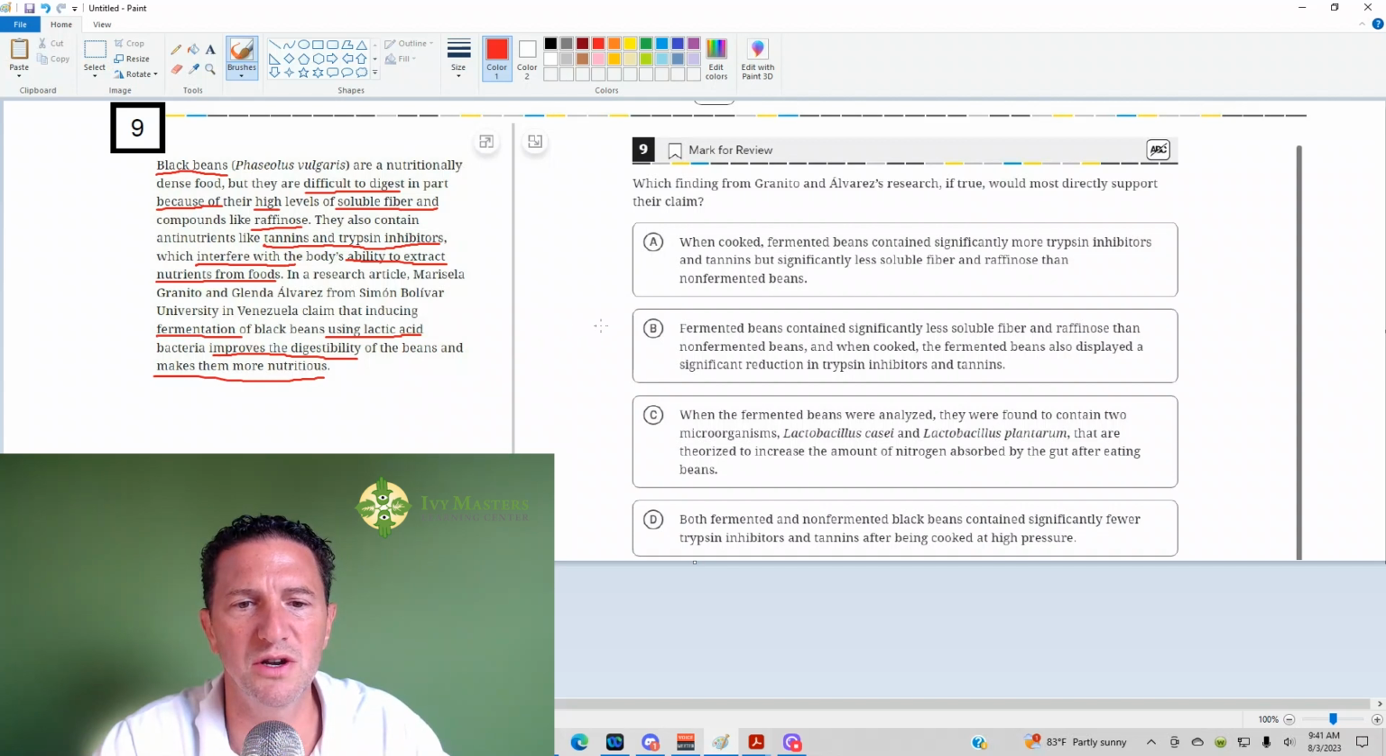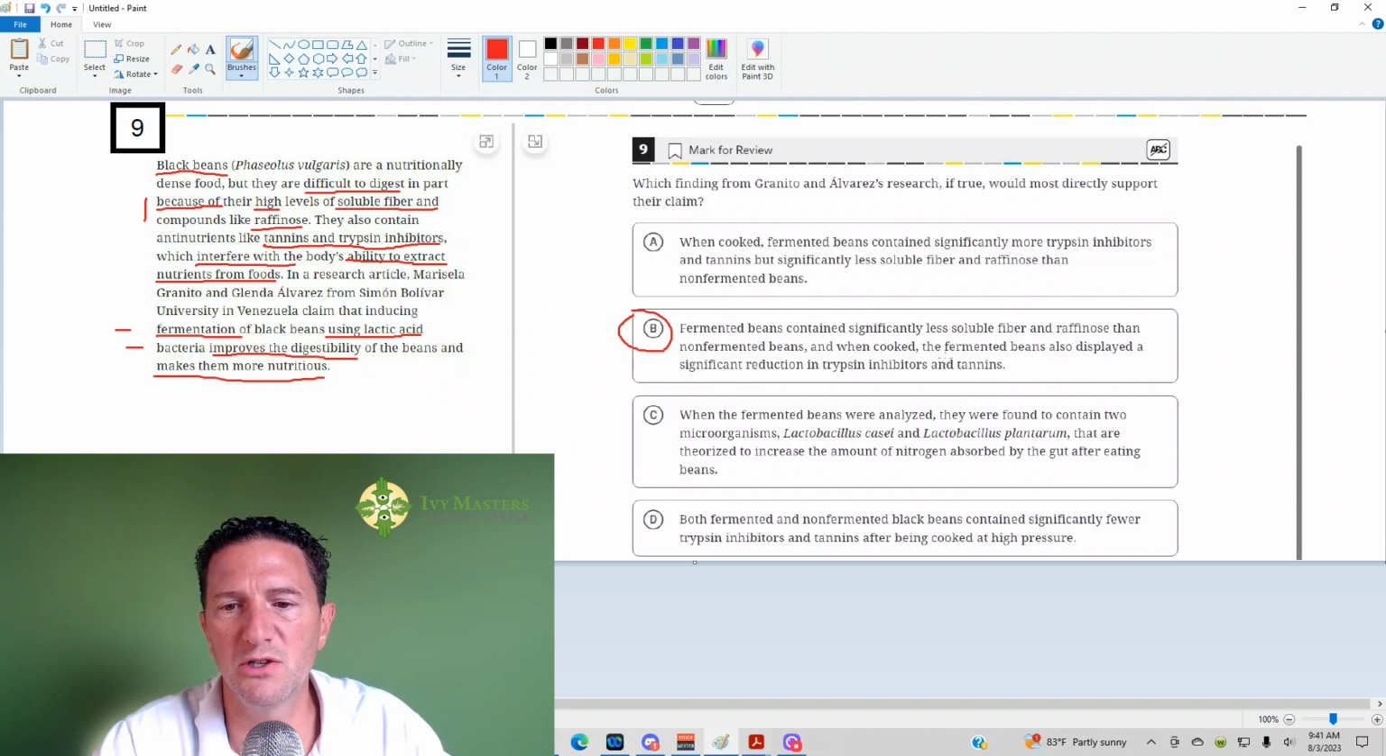What's the correct answer here? It's going to be B. Why fermented beans, it's talking about fermentation in the end, contain significantly less soluble fiber and raffinose. Remember, it said soluble fiber and raffinose make it difficult to digest. So having less of that's going to improve digestibility.